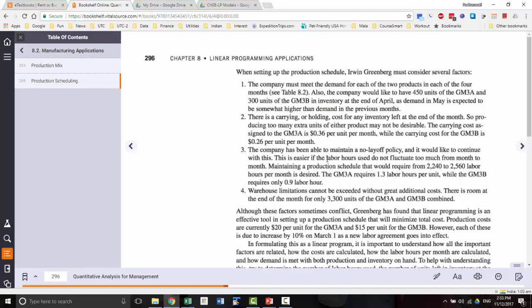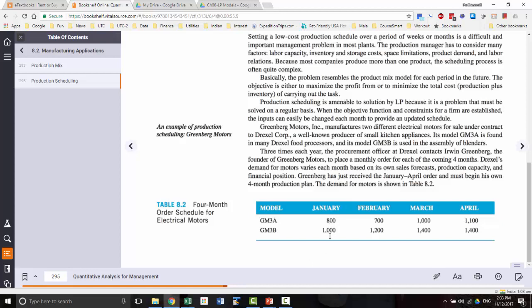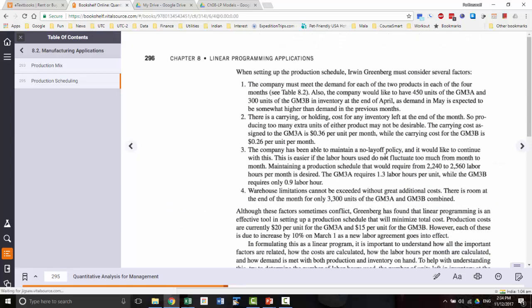All right. The company has been able to maintain a no layoff policy and would like to continue that. Which means that this is easier if the labor hours used do not fluctuate too much from month to month. This is the problem, because if we produce exactly what is demanded, then the labor hours needed will go up and down because the demands are going up and down. So if we keep the labor hours constant or within a range, let's see what the requirement is.